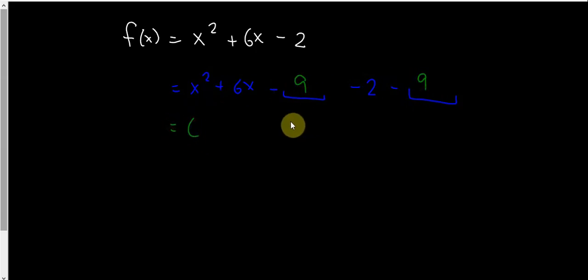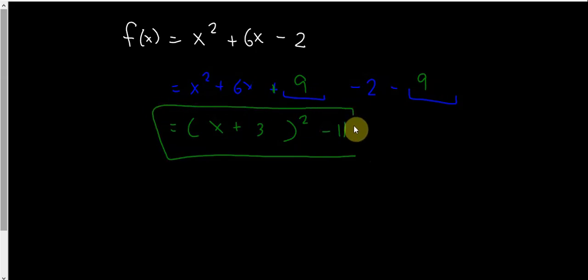And so what you get is this is a perfect square of x plus 3. x plus 3 squared. And -2, -9, that's -11. And I've written it in vertex form just that easily. Okay.